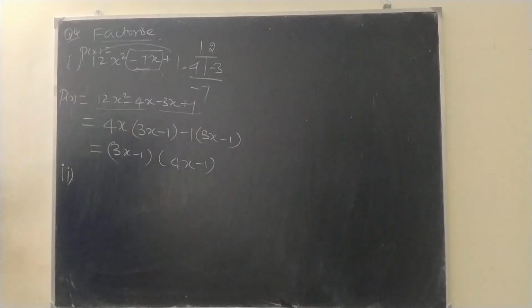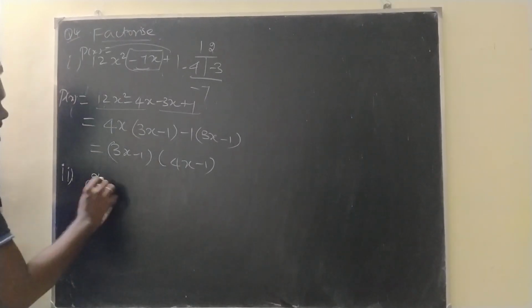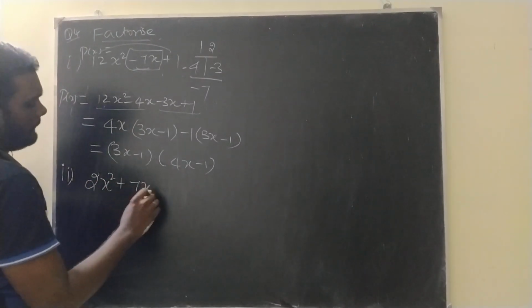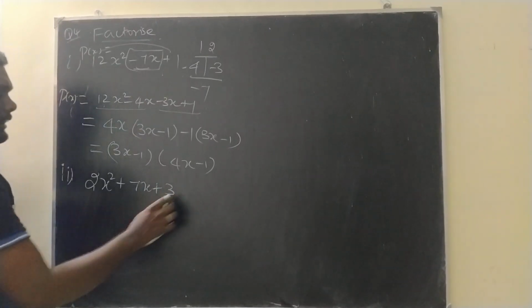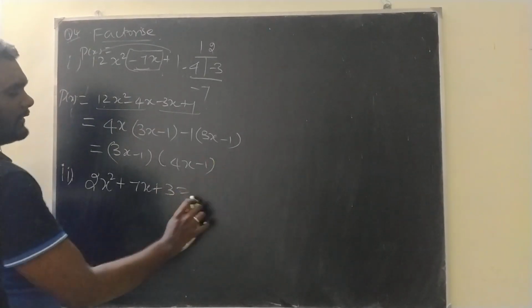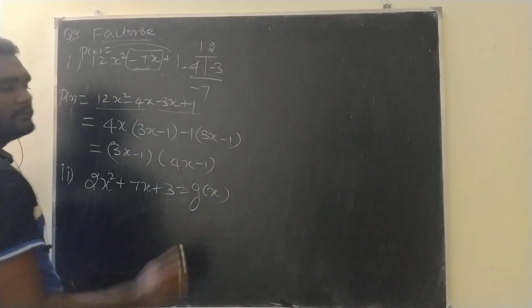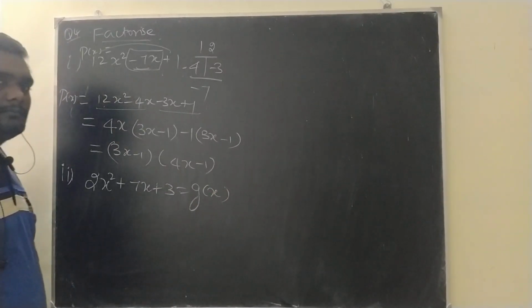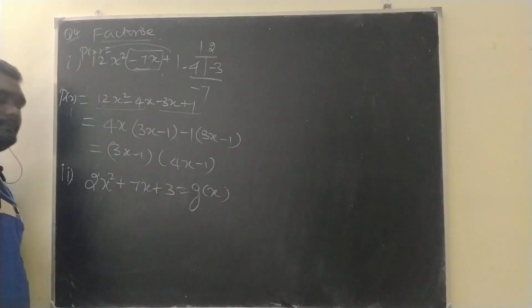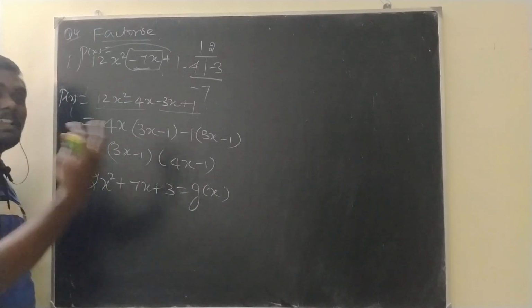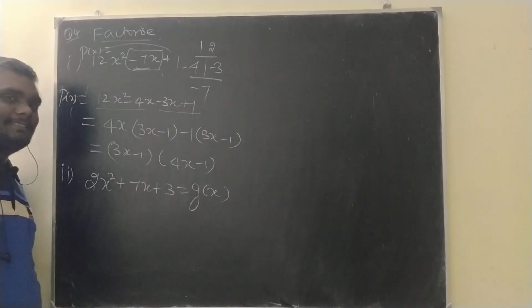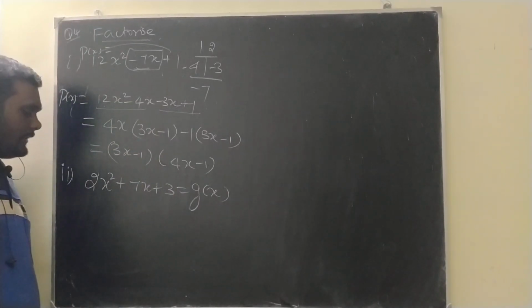2x square plus 7x plus 3. We'll name this as P of x. Why P of x all the time? I'm naming this time g of x. Or else use the first letter of your name, not word. That of x you can write.